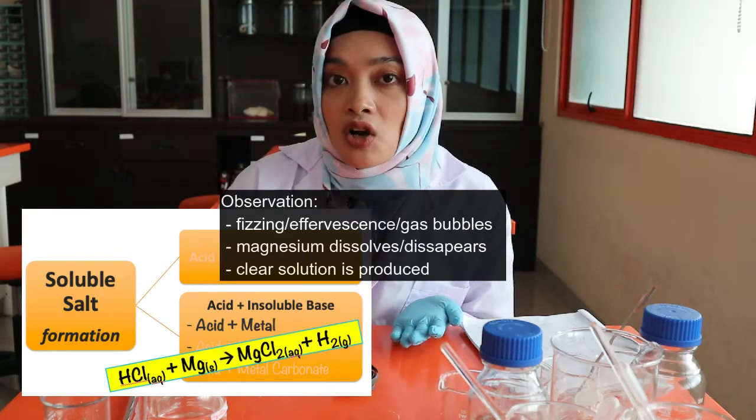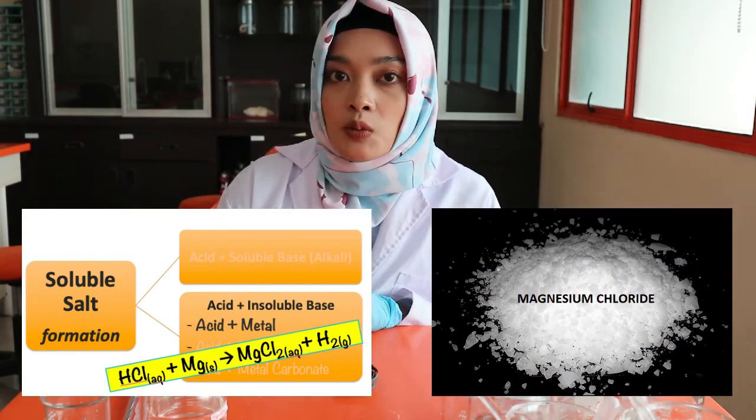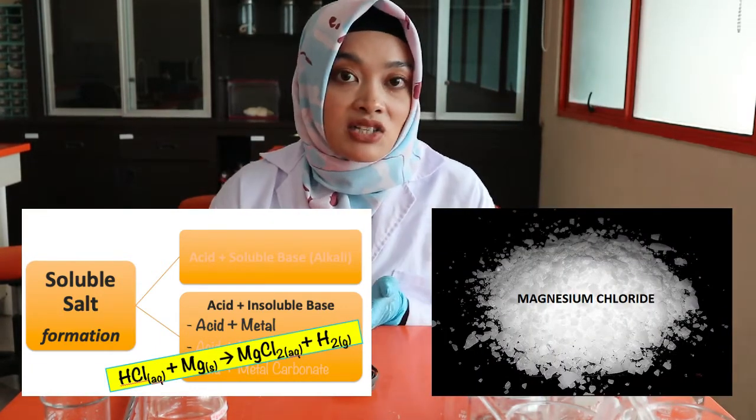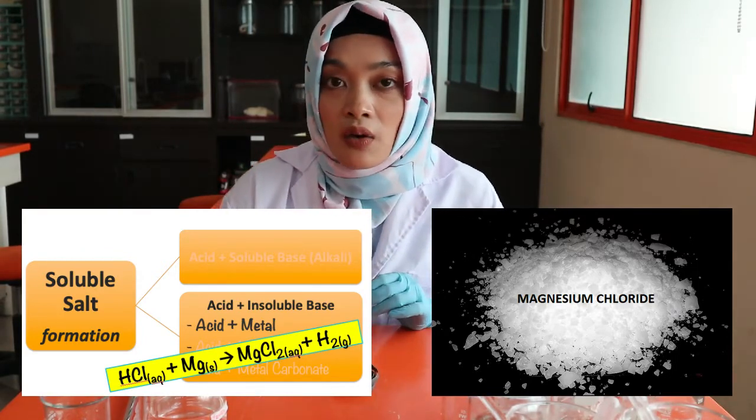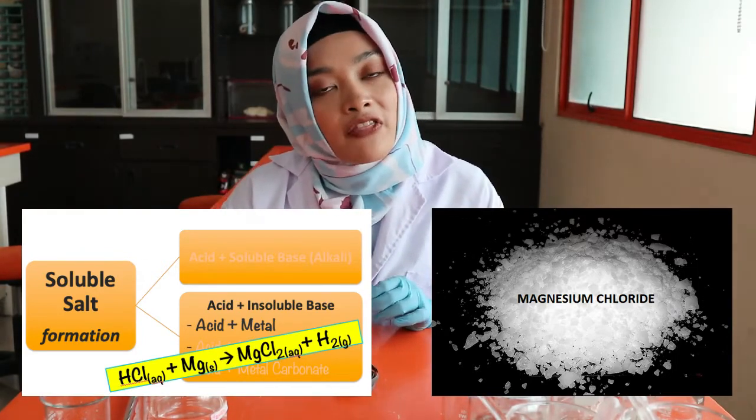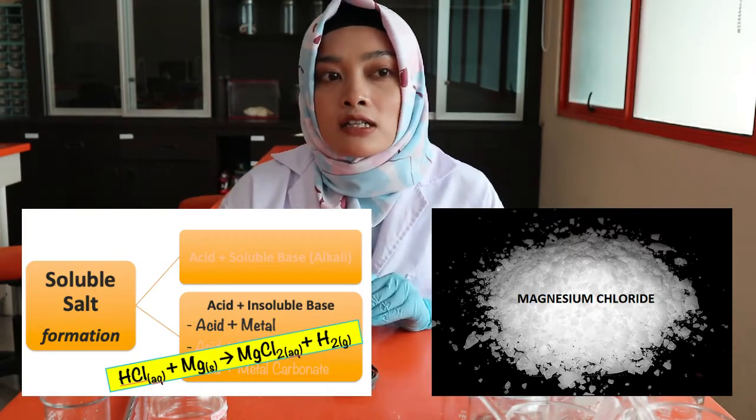But since magnesium chloride is soluble inside water, we cannot see the crystal because it's mixed already inside the solution. So we are going to isolate the salt by evaporating the mixture until most of the water has gone and we can isolate the magnesium chloride.